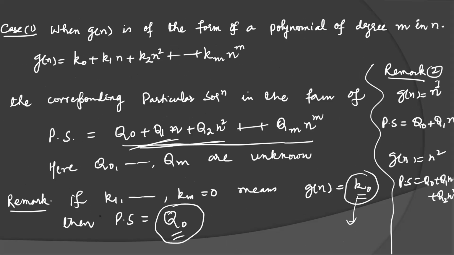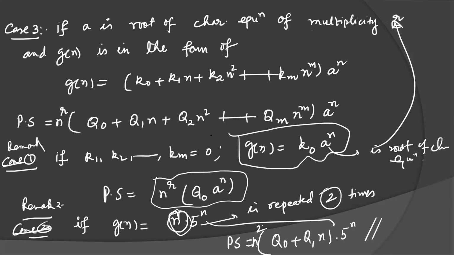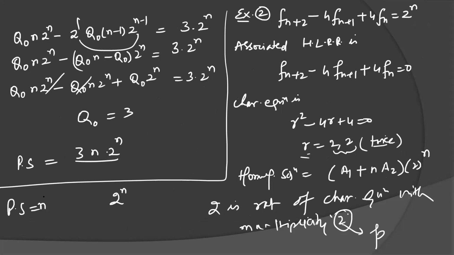If you are not comfortable with the same notation, in case 3, multiplicity is r, I've taken; you can take p also, then the formula will be n to the power p only. You can replace r by p also. Now it will be 2 to the power n, n to the power 2, because it is repeated twice. And in the multiplier, only the constant term 1 is there, so we will take only q0 here. For the constant, we will take constant q0. So this will be the particular solution, and you can find the value of q0 after substituting in the given recurrence relation.